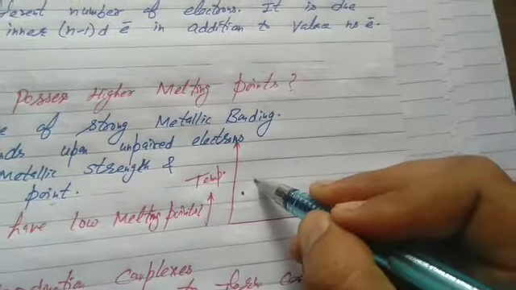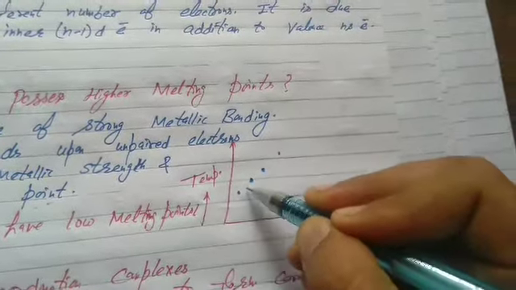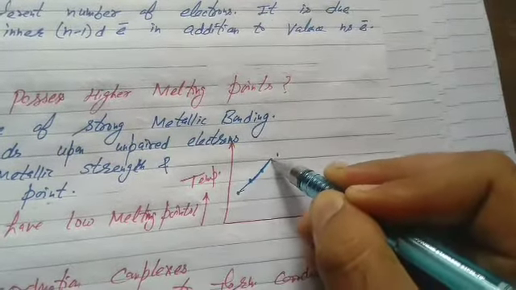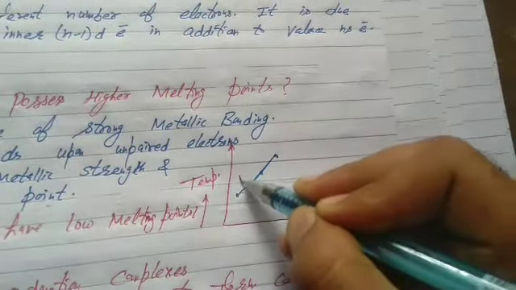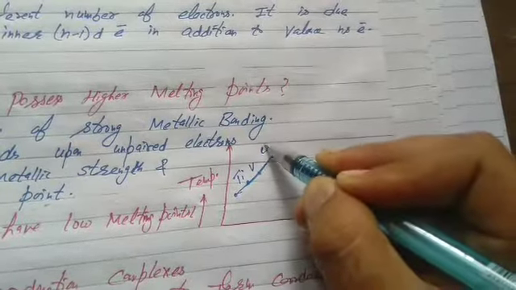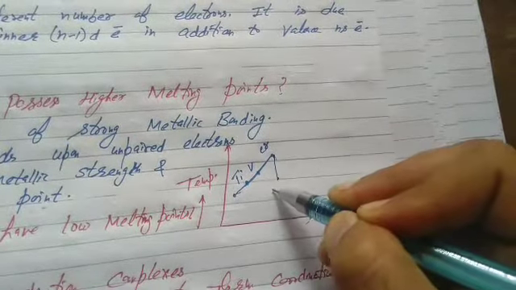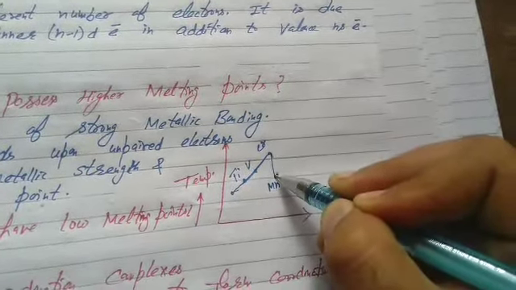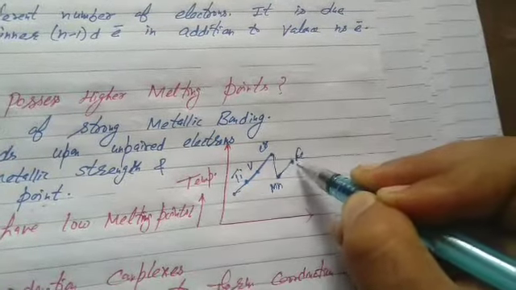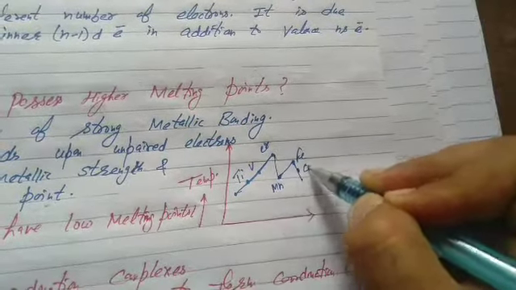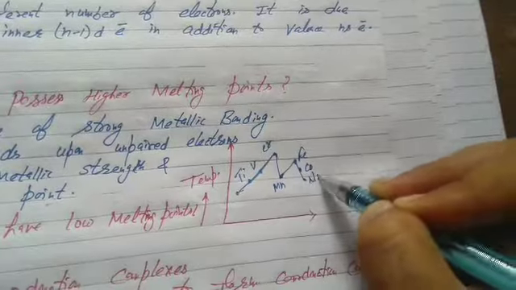Scandium, titanium, vanadium, chromium. That's the graphical representation. Melting point first increase and then decrease. Manganese, iron, cobalt and nickel, pairing will start.